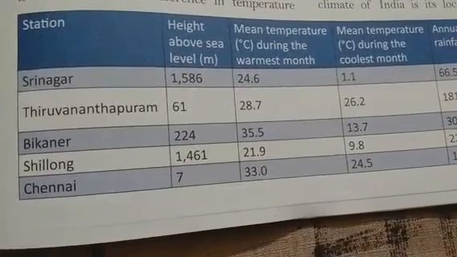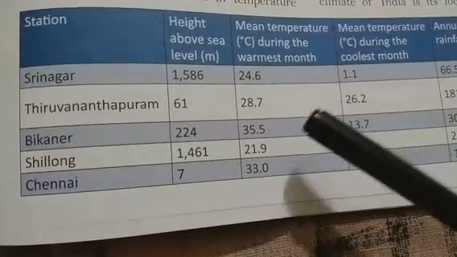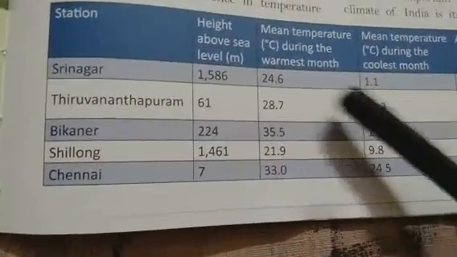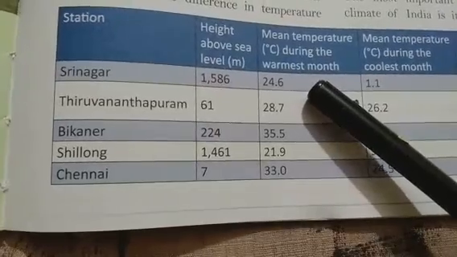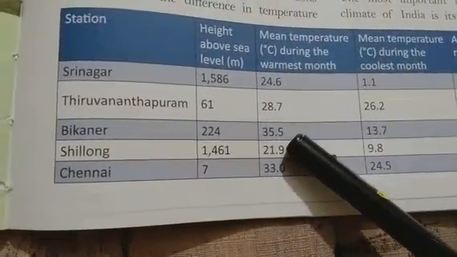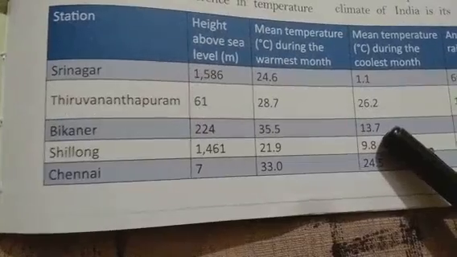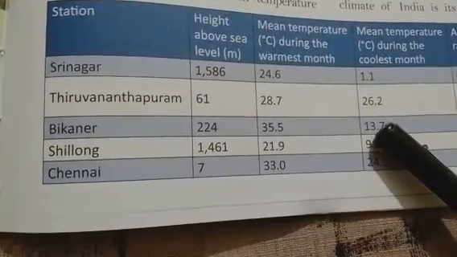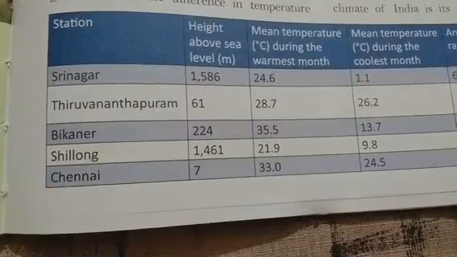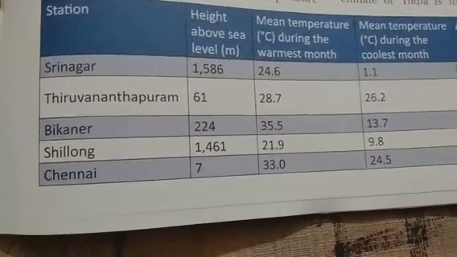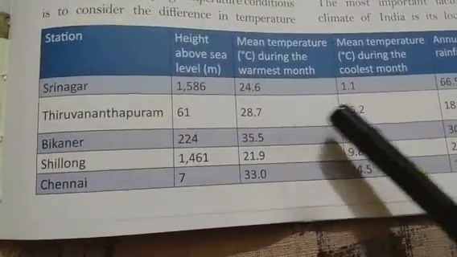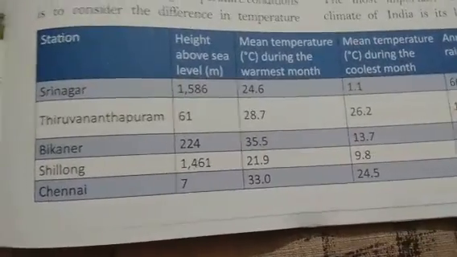Srinagar and Bikaner have an annual range of temperature exceeding 20 degrees centigrade. In Srinagar, you can see here, the annual range of temperature is 24.6 minus 1.1, which is equal to 23.5, much more than 20. And in Bikaner, the mean temperature during the warmest month is 35.5 degrees centigrade minus 13.7. It is also more than 20 degrees centigrade. And these places have extreme climate. Temperature in these places shows considerable fluctuation between summer and winter. The temperature fluctuates a lot.